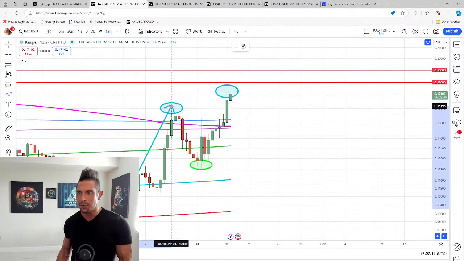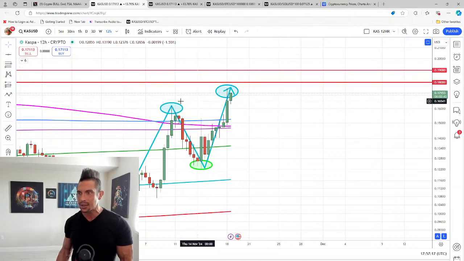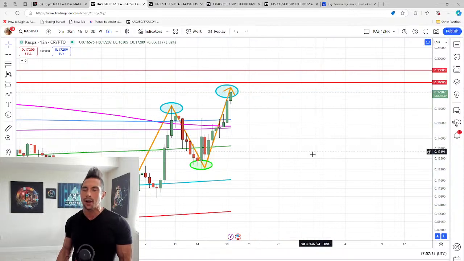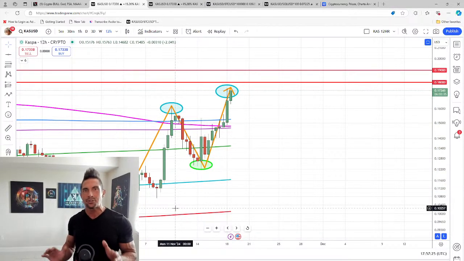So here's what's going on. This is really basic in terms of what we're seeing in the chart, right? We don't need to overcomplicate it. We have 2 major swing highs and 2 major swing lows.